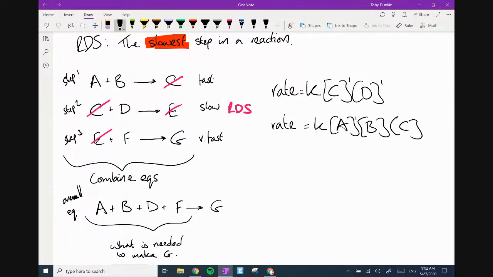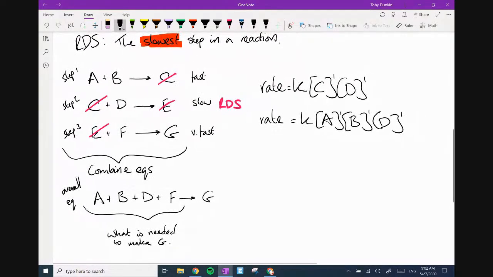Oh, God, what a nightmare. Those two equations are the same, because A and B make C, yeah, but D is needed, so those two rate equations are actually the same thing, which is a nightmare.